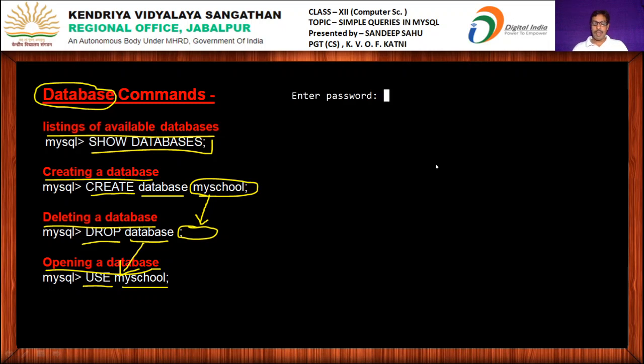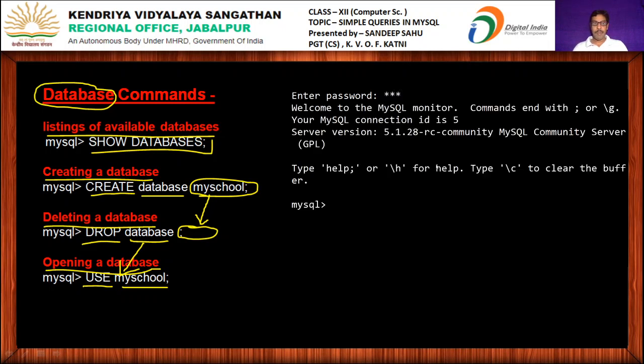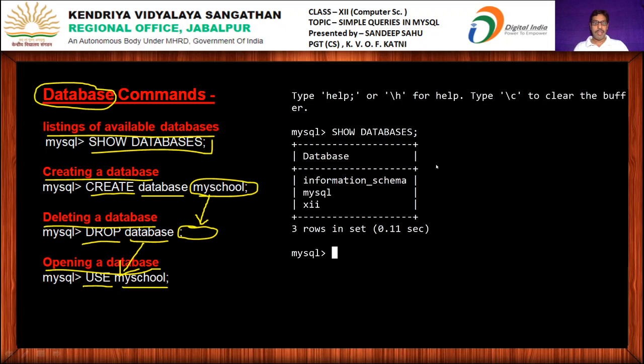Let's understand it with the help of a practical example. Suppose I want to see what databases are here, then what command should I type? I have to write show databases, then semicolon. So let's see, here 3 databases are already in existence.